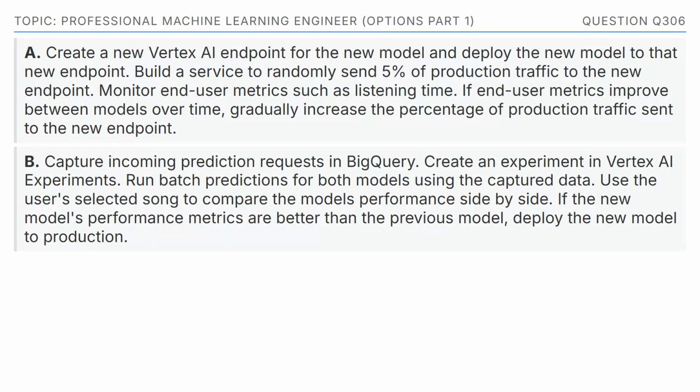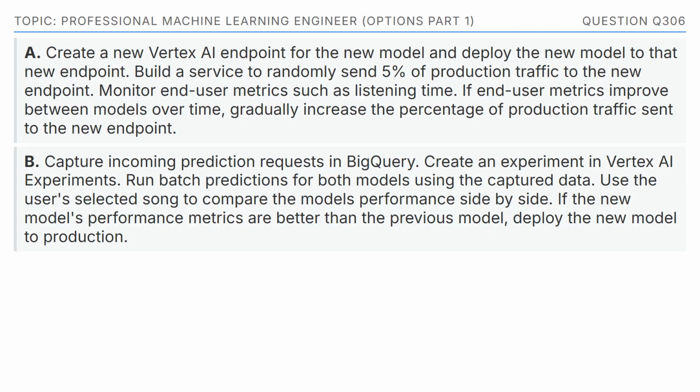The options are: Option A, create a new Vertex AI endpoint for the new model and deploy the new model to that new endpoint. Build a service to randomly send 5% of production traffic to the new endpoint. Monitor end-user metrics such as listening time. If end-user metrics improve between models over time, gradually increase the percentage of production traffic sent to the new endpoint.